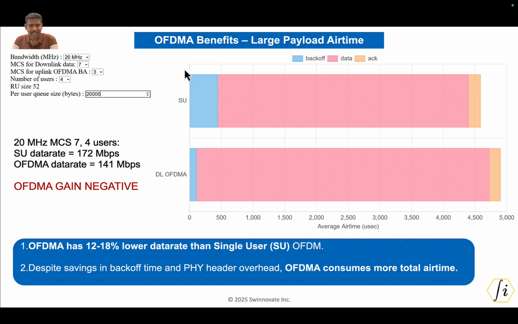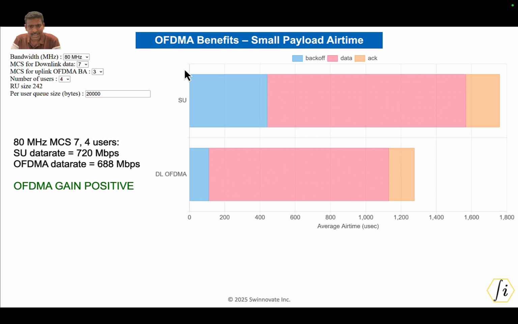So clearly, this is the large payload airtime scenario, where the OFDMA consumes more total airtime and the gains are negative. Now let's look at the small payload airtime scenario, and for that example, I'm going to make one small change. Instead of 20 megahertz bandwidth, let us assume 80 megahertz bandwidth for the access point. So the data rates are now 4 times higher, which means for the same payload, which is 20,000 bytes per user, the payload airtime is going to shrink. It's going to be smaller.